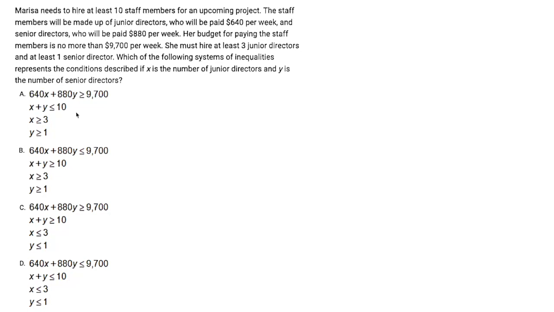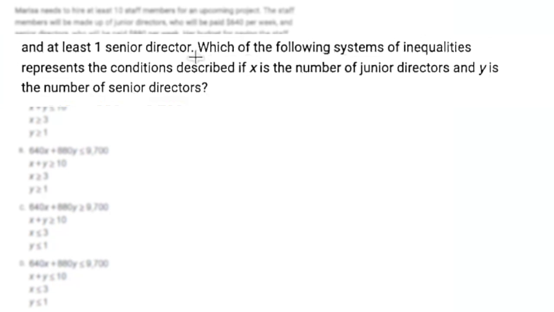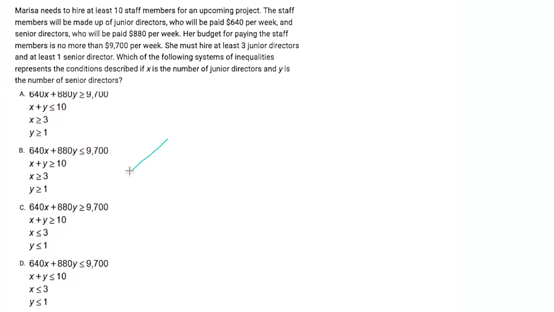All right, we've got a bit of a word problem here. And with word problems, I'm going to recommend that you skip all the way to the main question so that we don't end up reading things that we don't need to read. So the main question: which of the following systems of inequalities represents the conditions described? Basically, which one of these equations is true based on the scenario that they're giving us?